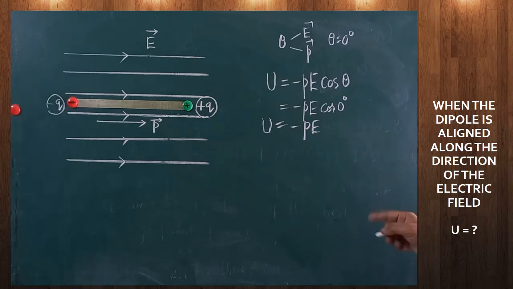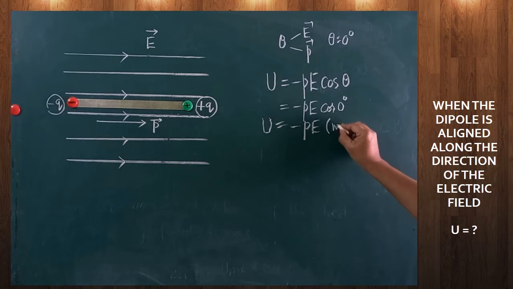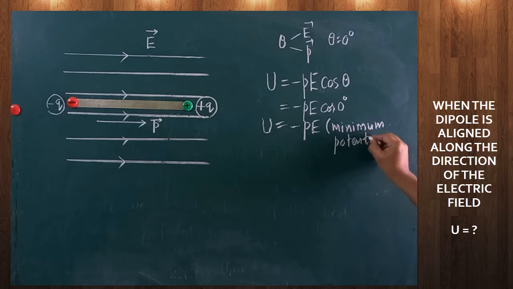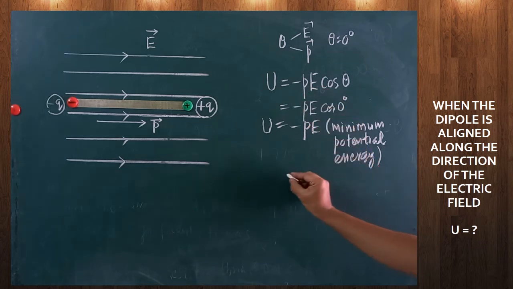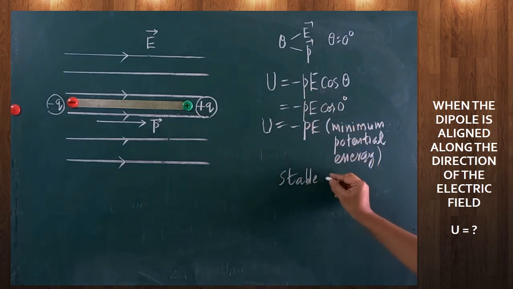You should understand that this is the minimum value of potential energy stored in a dipole. Don't forget that. Are you clear? Now in this position, the dipole will be in a stable condition. The dipole will be in stable condition. That is an equilibrium condition.